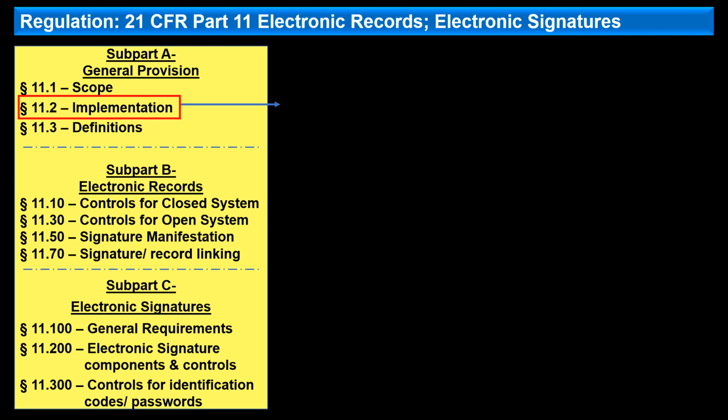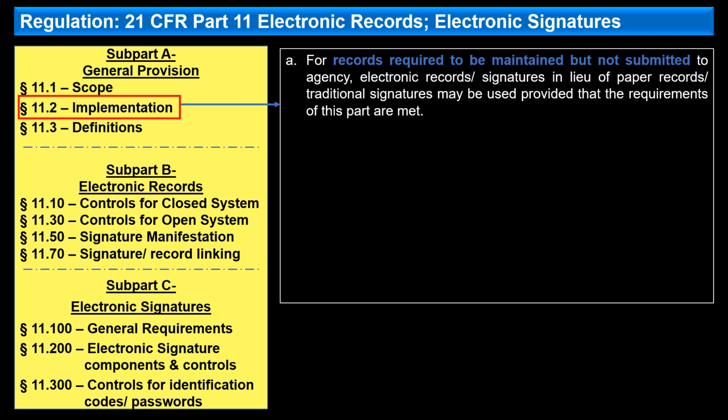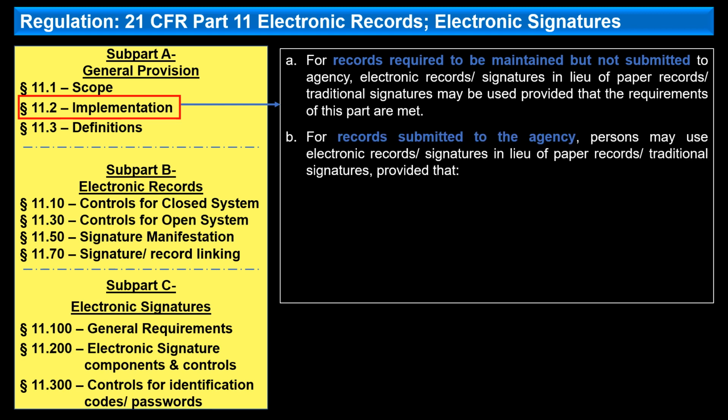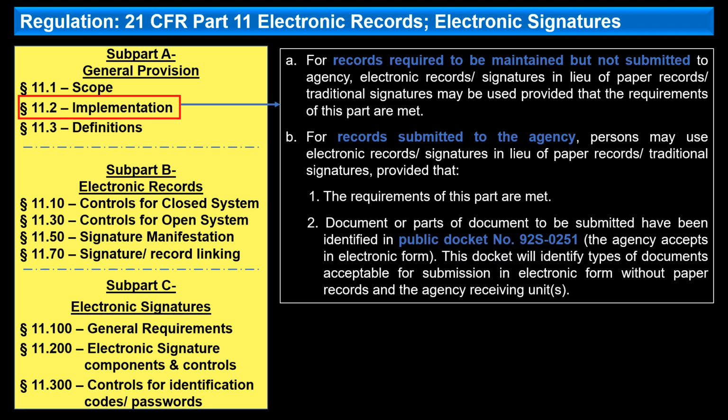We'll move ahead with the implementation, that is 11.2. For records required to be maintained but not submitted to the agency, electronic records and electronic signatures in place of paper records or handwritten signatures may be used provided that the requirements mentioned in Part 11 are met. For electronic records that are submitted to the US FDA, persons may use electronic signatures or records in place of paper records or signatures when the requirements of this part are met and the documents described have been identified in the public docket 92S-0251. So please note that this is the public docket number where the agency has specified the details of documents that can be submitted in the electronic form.